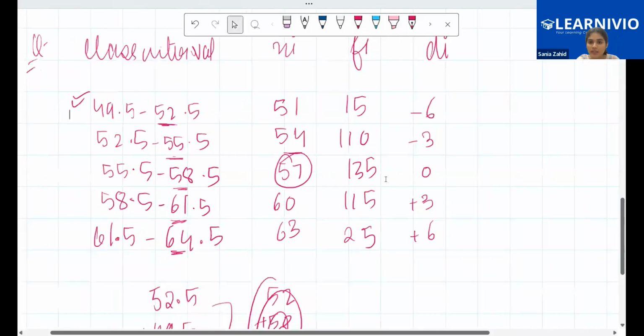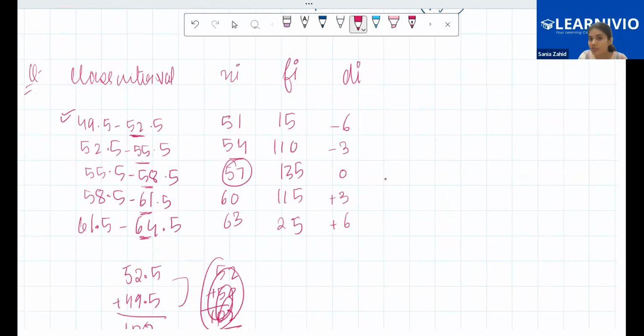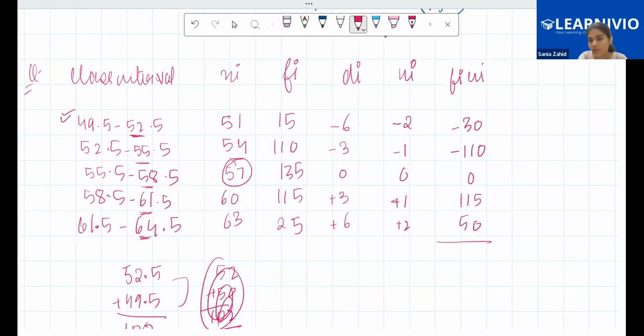Then also, you should do the step deviation method. You'll get your answer with the assumed mean method also, but step deviation would be an easier method. Why? Because you can reduce this Di further to Ui. This becomes -2, this becomes -1, 0. H I'm taking as 3. Divide all the values by 3. This becomes +1, this becomes +2. Now I calculate fi ui. This becomes -30, -110, 0, 115, and 50. Then you calculate the summation of fi ui and the summation of fi, and then you calculate your answer.